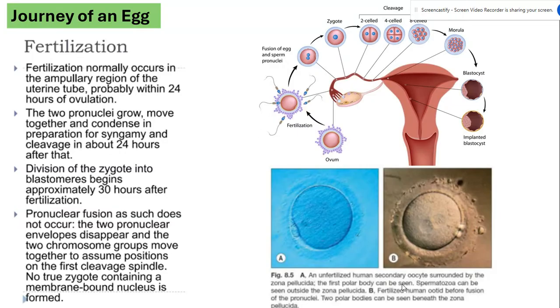An unfertilized human secondary oocyte surrounded by the zona pellucida. First polar body can be seen, spermatozoa can be seen outside the zona pellucida. Fertilized human oocyte before fusion of the pronuclei. Two polar bodies can be seen beneath the zona pellucida. So you can actually see the two polar bodies. All right, so let's start.